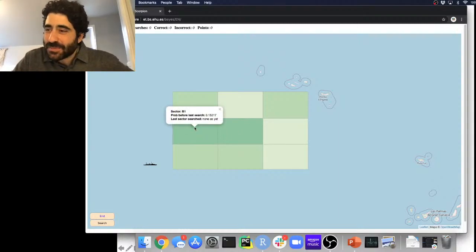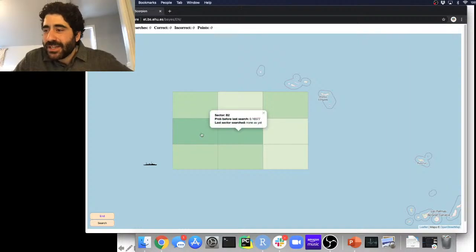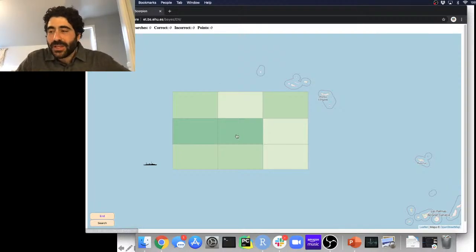I don't know if you can read these, but if you click on the squares here, it tells you these 2 squares have something like a 16% probability. This square over here is like an 8% probability, right? So before we've even started searching, just based on the path of the submarine, we have a rough idea that we think it's somewhere over here. Maybe it was on one of these squares. We don't think it's over here, but we're not sure.